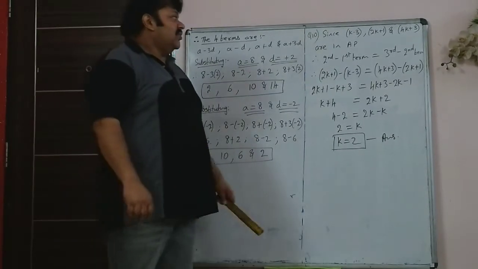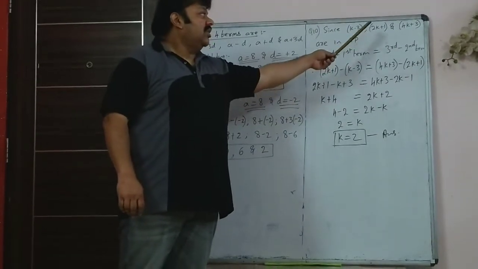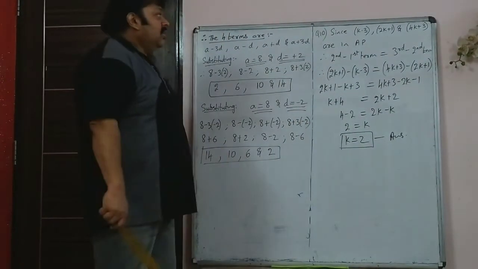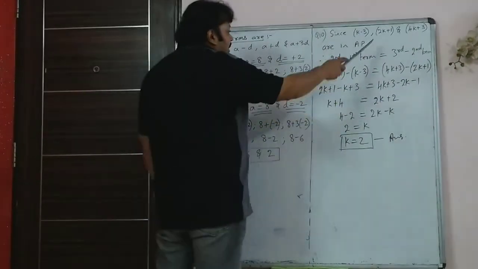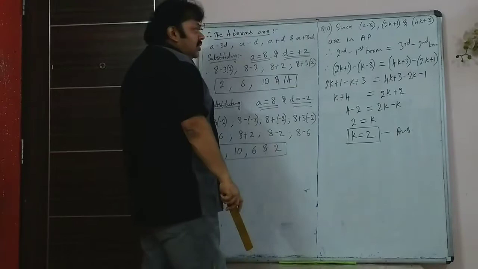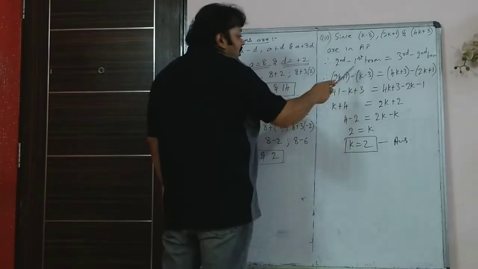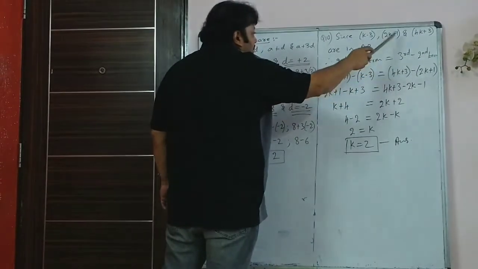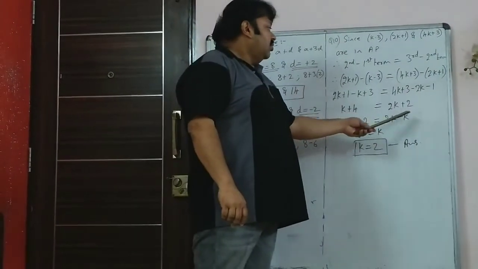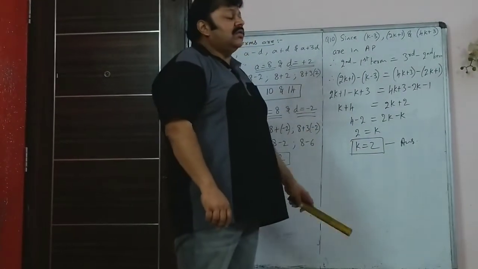Now the last sum of the first exercise, that is question number 10. You have been given that k minus 3, 2k plus 1 and 4k plus 3, those 3 numbers are in AP. Because those 3 numbers are in AP, you will write second term minus first term is equal to third minus second term. So you get 2k plus 1 minus k minus 3 is equal to 4k plus 3 minus 2k plus 1. So you will get k plus 4 is 2k plus 2. When you further simplify, you will get k is equal to 2.